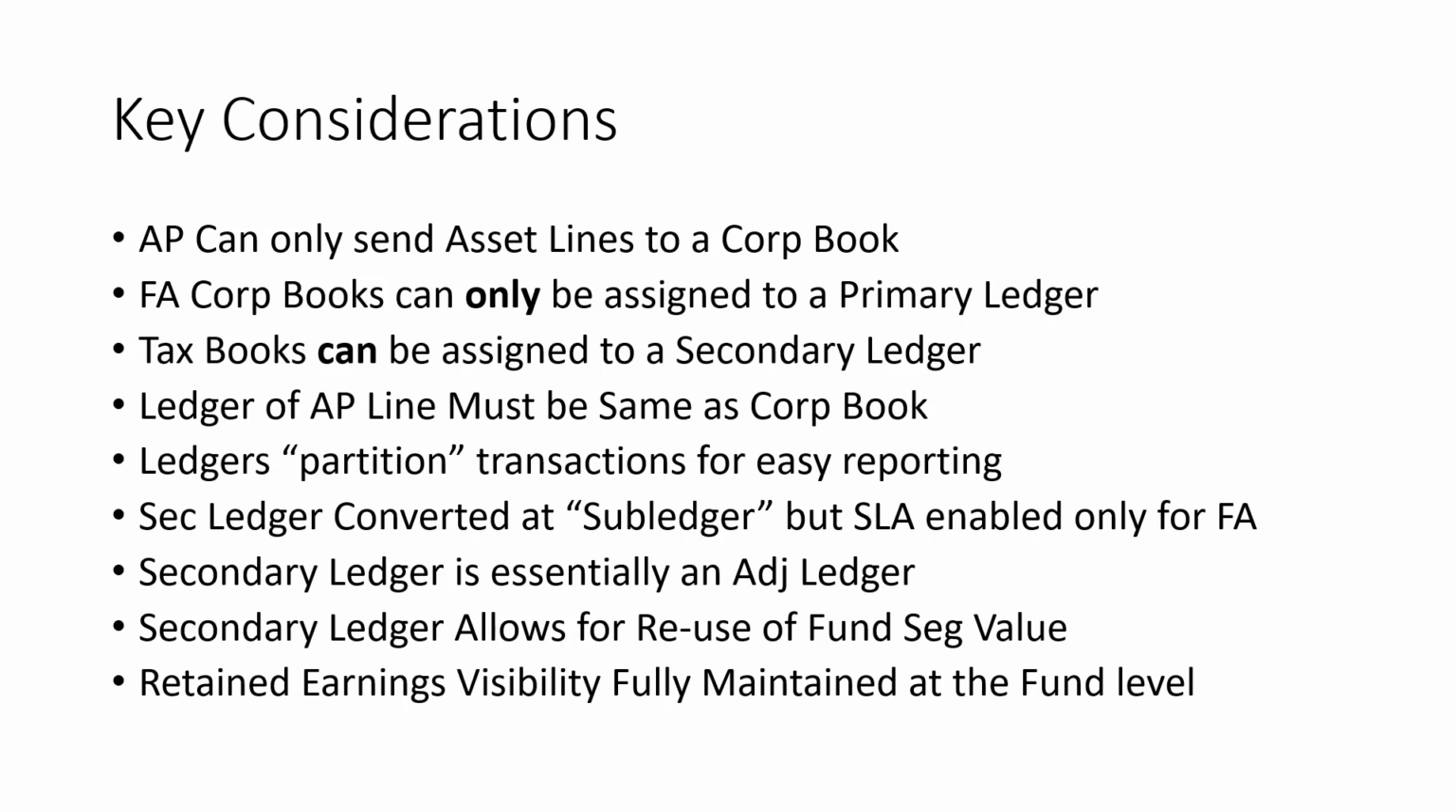Secondary ledgers are converted at Subledger, but SLA is only enabled for fixed assets. We don't want to combine everything into the same ledger. The secondary ledger is essentially an adjusting ledger. That's how we're going to leverage the story. The secondary ledger allows us to reuse the fund segment value, which is critical for reporting in combination. Retained earnings visibility is fully maintained at the fund level because we're using the same fund segment value.